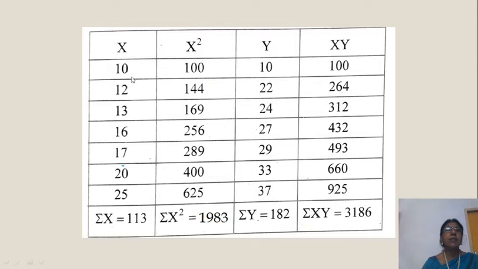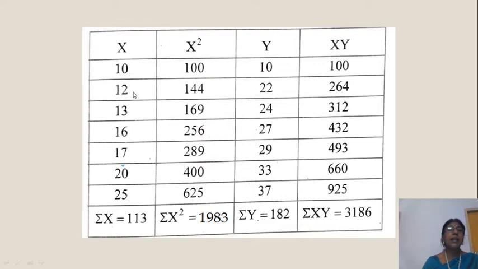10, first column, 10 into 10, 100. Next x into y means second values, 12 into 22 which is 264. Next 13 into 24, 312. 16 into 27, 432. 17 into 29, 493. 20 into 33, 660. 25 into 37 is equal to 925. Okay? Now add similarly x square values.